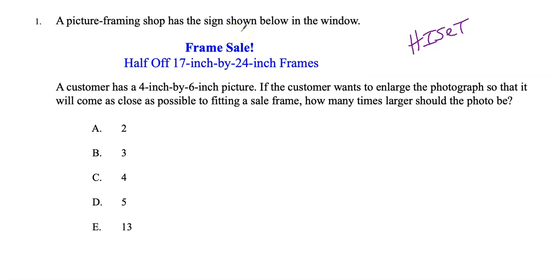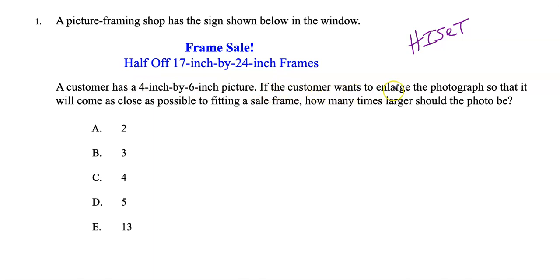Now, for the HISET test, there are a total of 55 questions, and you have 90 minutes to do it. So let's just jump into this. First question, it says a picture framing shop has the sign shown below in the window. Frame sale, half off 17-inch by 24-inch frames. Now, a customer has a 4-inch by 6-inch picture.